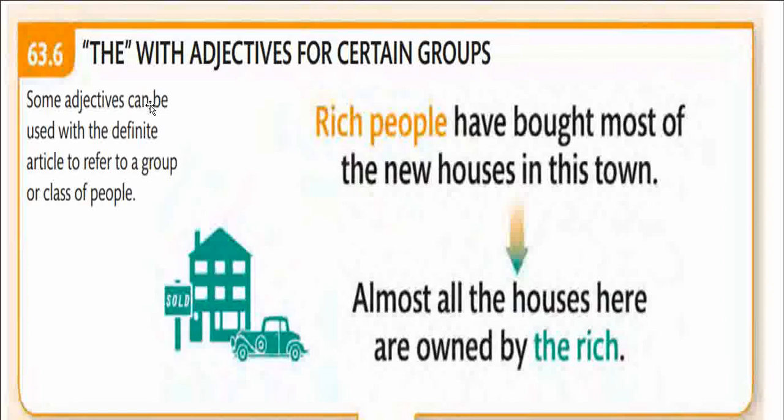Rich people. Now, people over here is the noun used and rich is the adjective. So, this phrase is an adjectival phrase where we have an adjective and a noun. Rich people have bought most of the houses in this town. So this sentence has an adjectival phrase, rich people. Now, if I want to mention these rich people as a class of people, a specific group of people, how can I construct a sentence talking about the class of people who are rich?